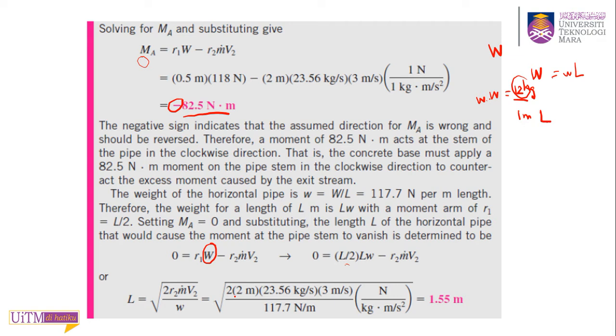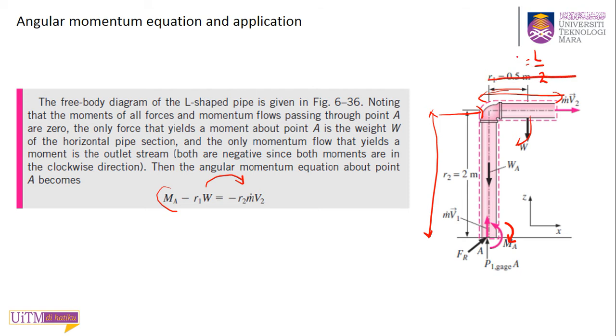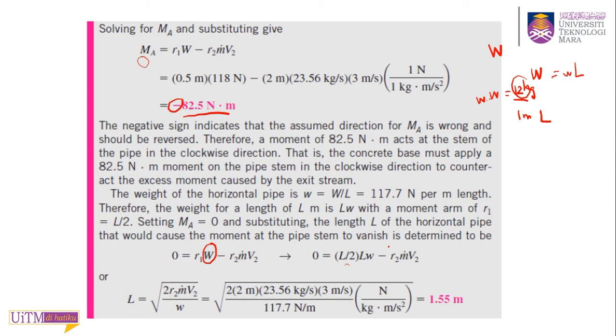You can replace all the values inside the equation: 2 times 2, and the R2 is 2 meter, times the m dot times the V, divided by the w that they gave you, 7.7 Newton meter per meter. You will get the length of the horizontal pipe, 1.55 meter, and when you have this length, the moment at point A will equal 0. So there's no net moment acting at point A. So that is one example for the angular momentum equation.